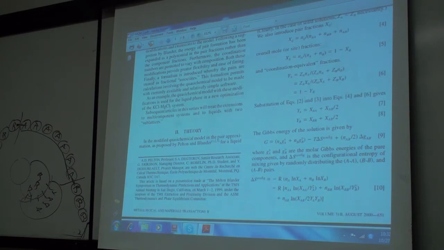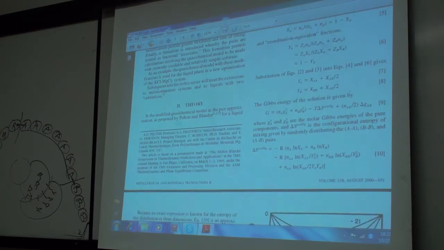Substituting 2 and 3 into 4 and 6 then rewrites the mass balance this way, and you can verify that yourself. This is just mathematics, so Ya and Yb are equal to this. If Za equals Zb, then this is Xa and this is Xb. So the total overall fraction of A is the fraction of A pairs plus the fraction of AB pairs over 2.